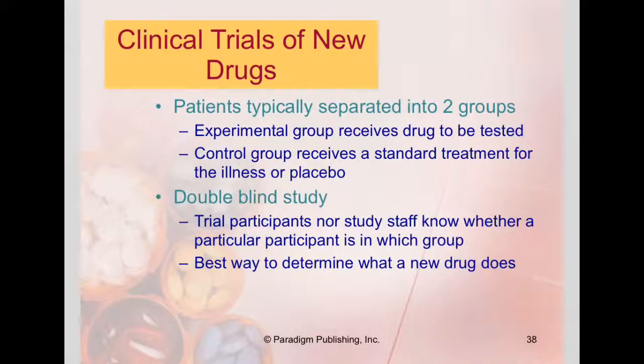The double-blind study is how they normally do it, meaning that the doctor, the manufacturer of the drug, the patient, nobody knows who's getting the placebo and who's getting the drug. And that's just the best way to determine what the new drug does. That way people aren't making up things, and the staff isn't making up things either.